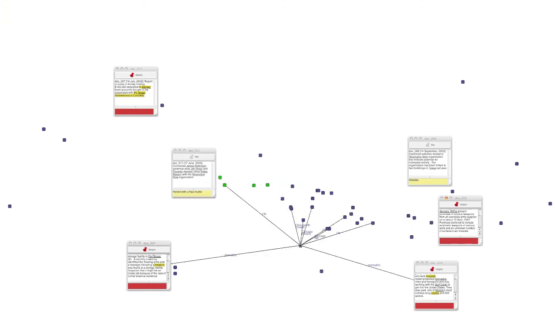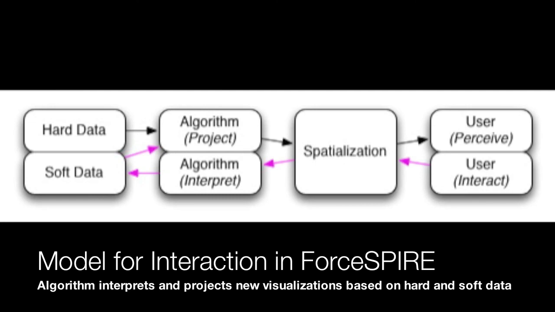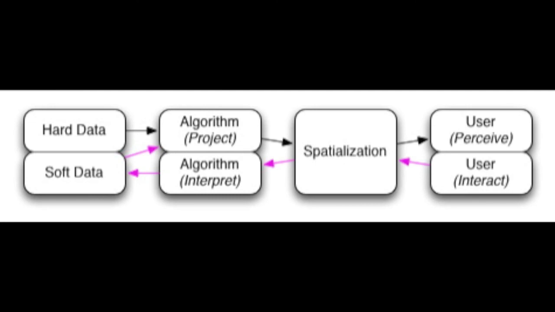The model for interaction in ForceSPIRE highlights the ability to treat a spatialization as a medium through which users can interact and communicate. The underlying algorithm is capable of interpreting the user's interaction and thus constructs soft data. In turn, updated visualizations are generated using both the hard data extracted directly from the dataset as well as the soft data generated through the captured user interaction.